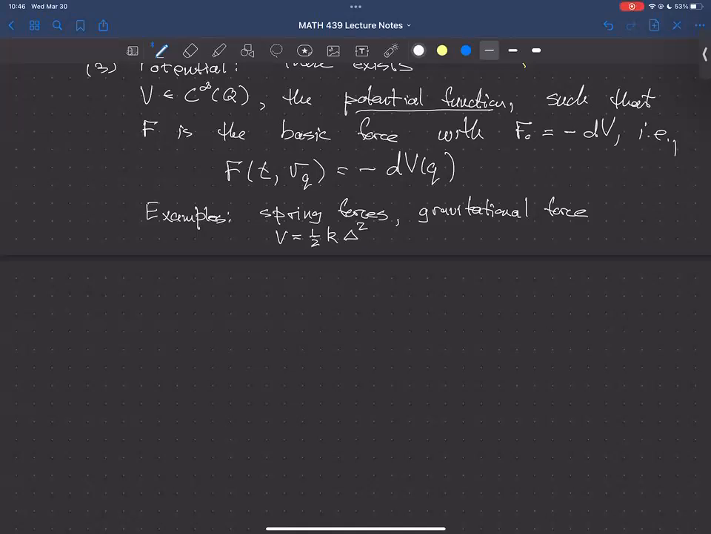And the force exerted by the spring is dV. Given your mechanical system, that term delta squared has to be calculated in terms of the coordinates. So that's something you have to calculate, but that's the potential energy of a linear spring. The gravitational potential is V equals m a_g h, where h is the distance or height above or below, if it's negative, some reference plane.